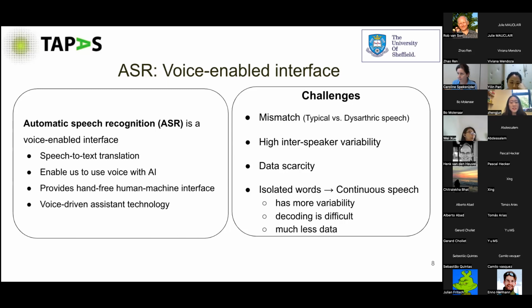In this case, speech provides an attractive interface for hands-free human-machine interaction. This can replace traditional physical interface elements like keys, knobs, and handles. So ASR technology has the potential to help people with dysarthria carry out simple daily tasks, with more natural interaction with machines without the need to move their bodies.